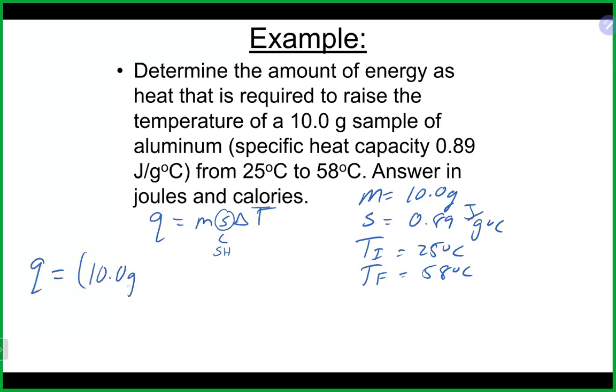So 10 grams, times our specific heat capacity, joules per gram per degree Celsius. By the way, the one with the 3 units is the specific heat capacity. It is not Q, and sometimes people get those backwards. Q will only have 1 unit: it will either be joules or calories. So the specific heat capacity will always have 3 units. Once again, remember, we want to go final minus initial, so it's going to be 58 minus 25 degrees Celsius.